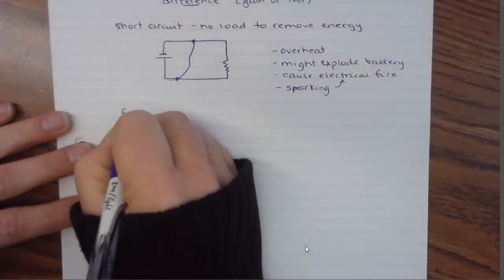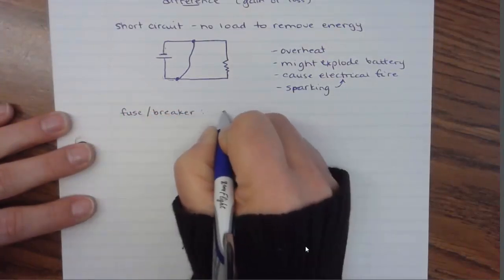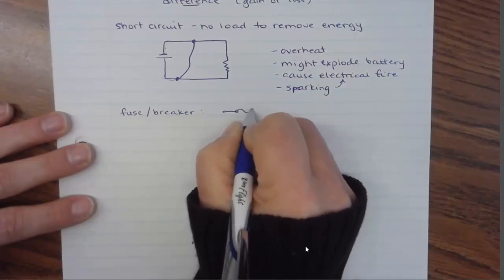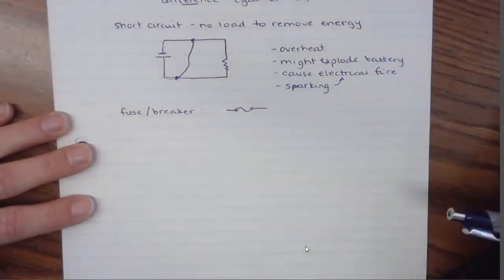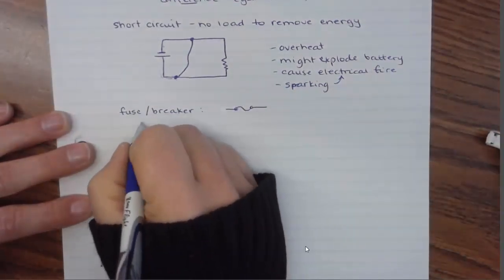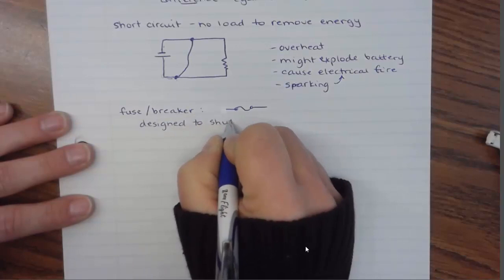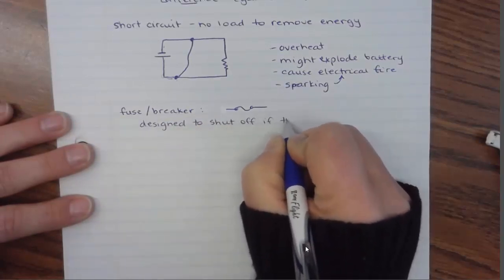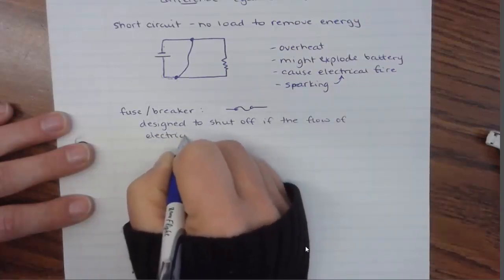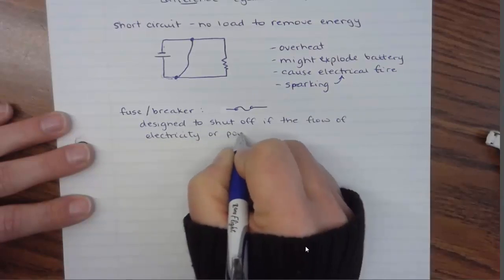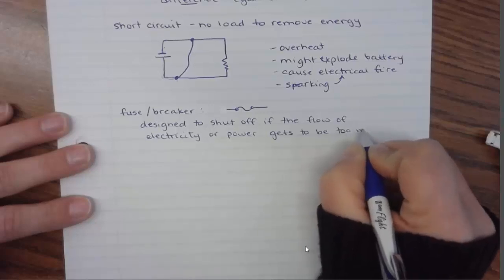So there's a couple of things we can do to help. We can use either a fuse or a breaker. And so a fuse looks like this, or a breaker. There's no dot there. So it's just two dots with a squiggly line in between. And a fuse or a breaker are designed to shut off if the flow of the electricity or the power gets to be too much.